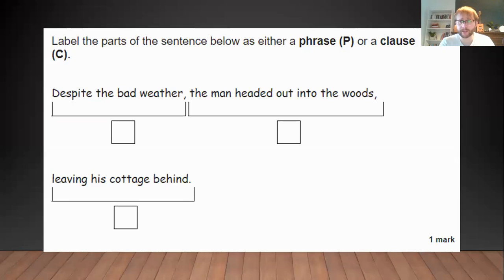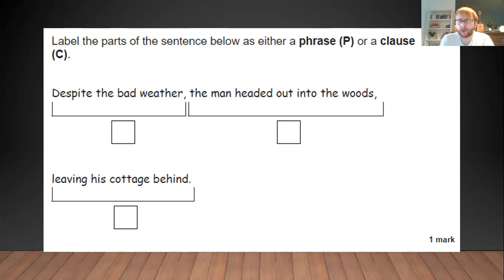Start with a starter. What I'd like you to do, please, is write out this sentence: Despite the bad weather, the man headed out into the woods, leaving his cottage behind. And all I'd like you to do is label whether those three different sections are phrases or a clause, and then when you've done that, take a picture.